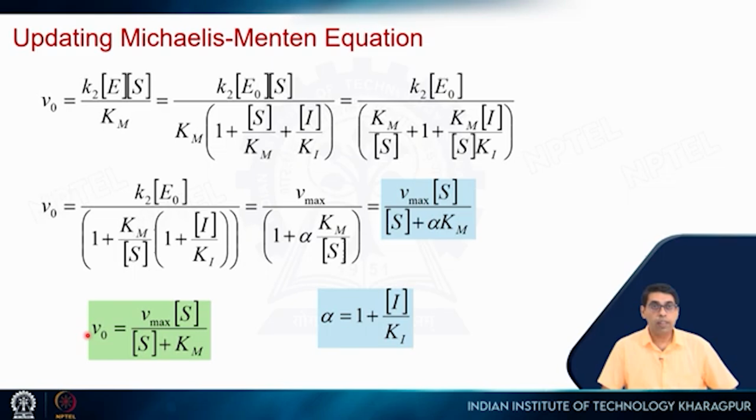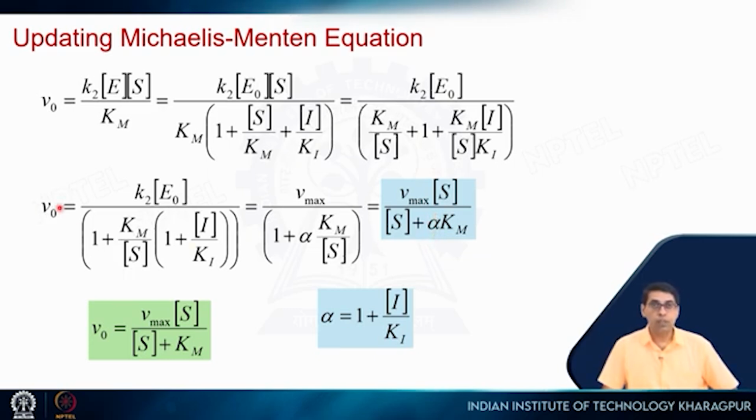Now you can compare it with the original equation which looked like this. All we have done is replace this Km by alpha Km, right, where alpha is given by this. So if the inhibitor is 0, then alpha equals 1, so this equation goes back to this form. But if there is some inhibitor, let's say I equals Ki, then this becomes 1, so alpha will be equal to 2. So alpha will have a value of 2, right? So the effective Michaelis constant will increase.